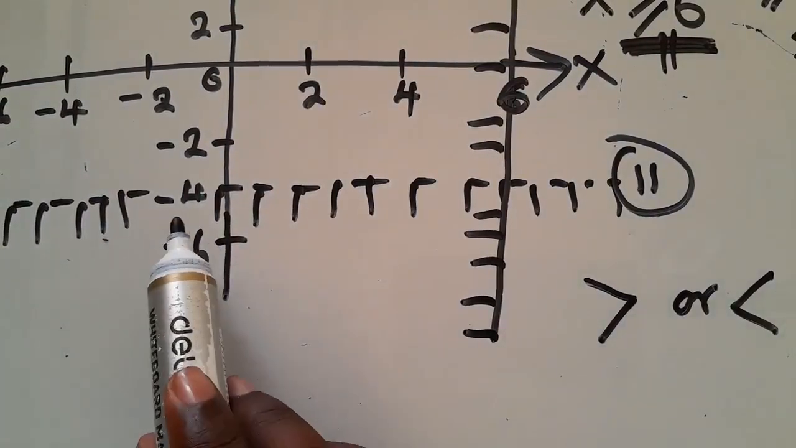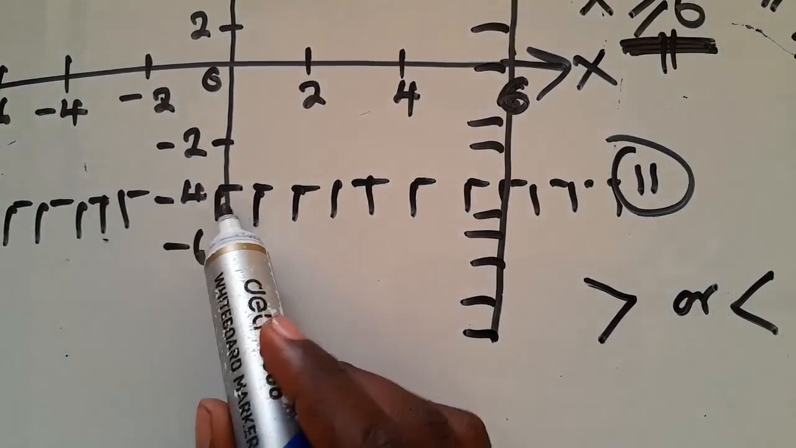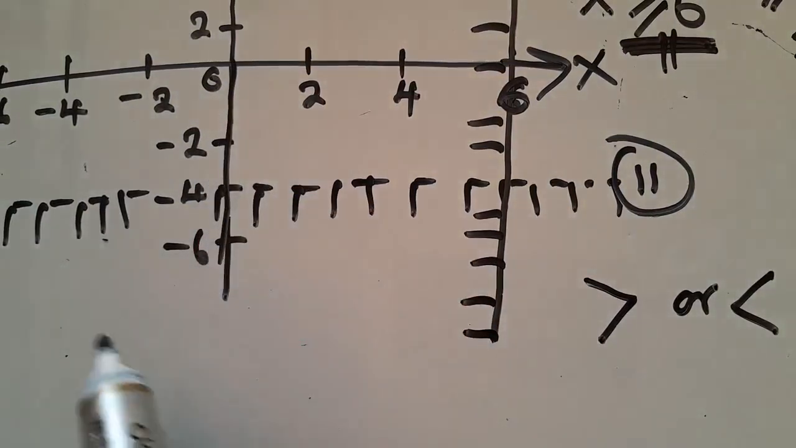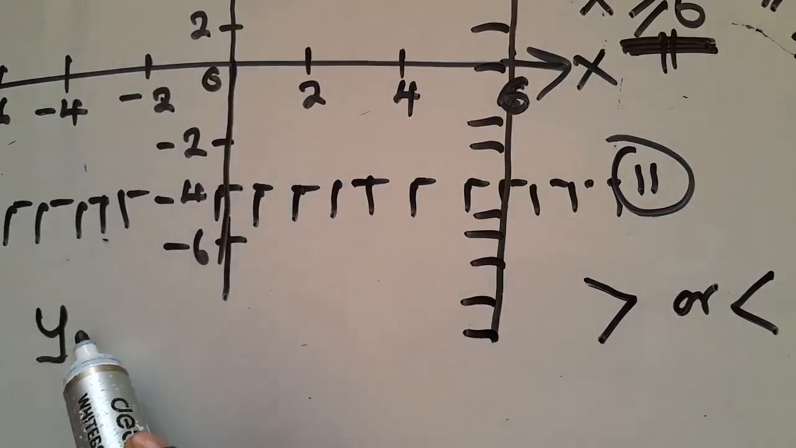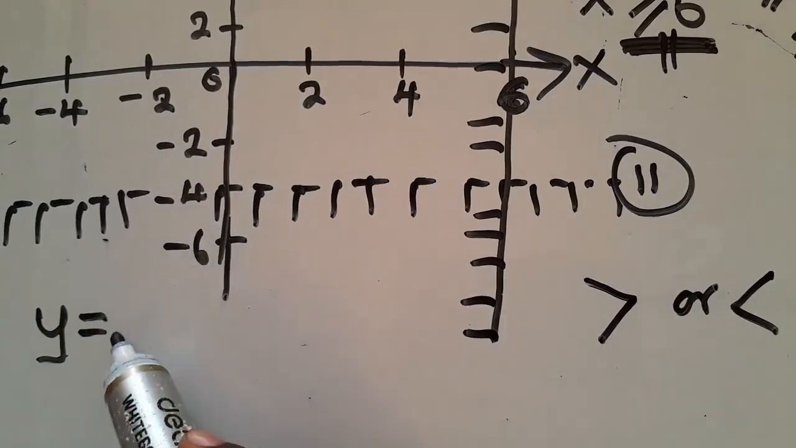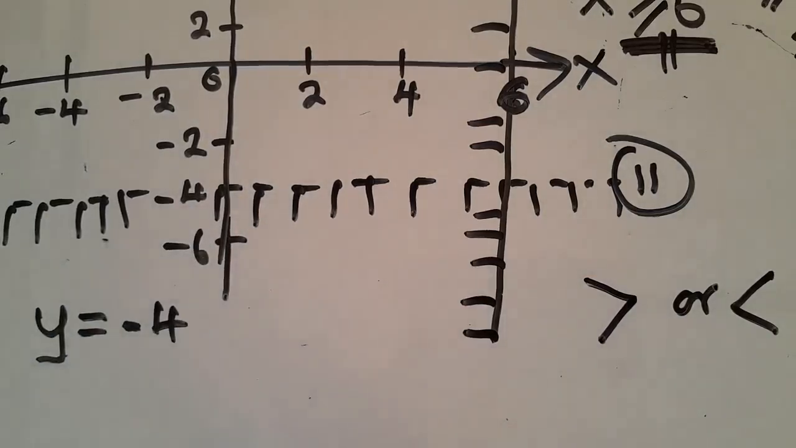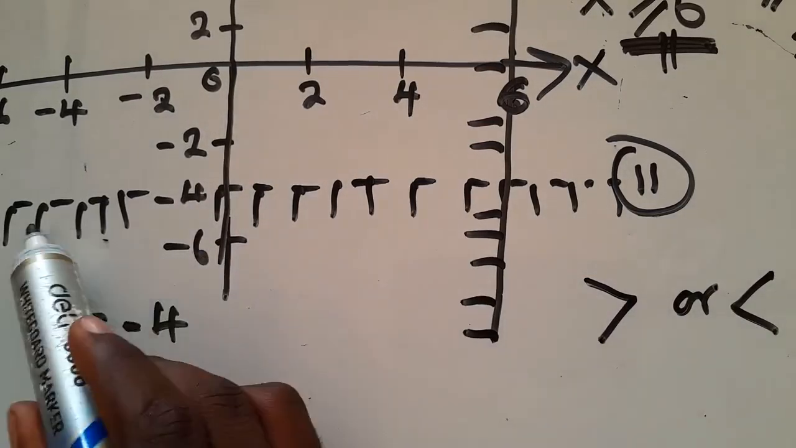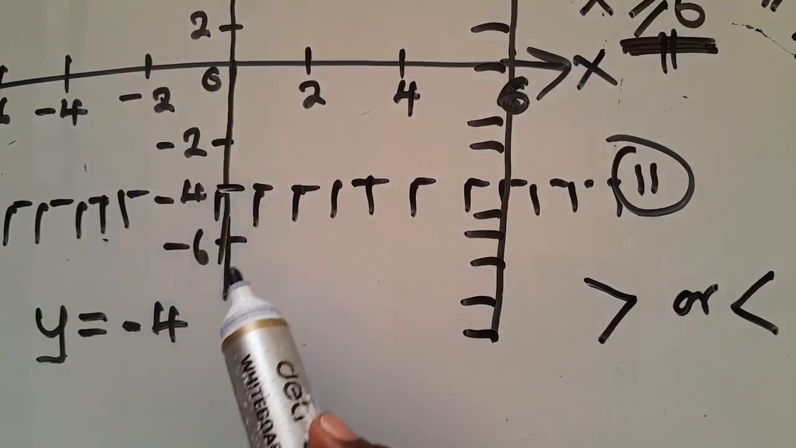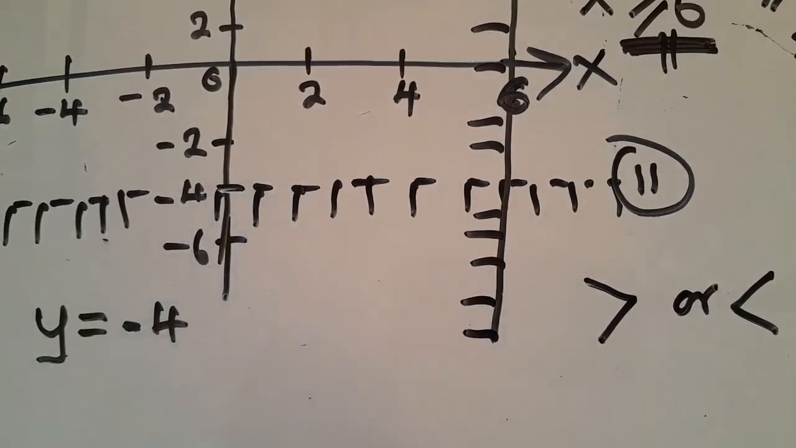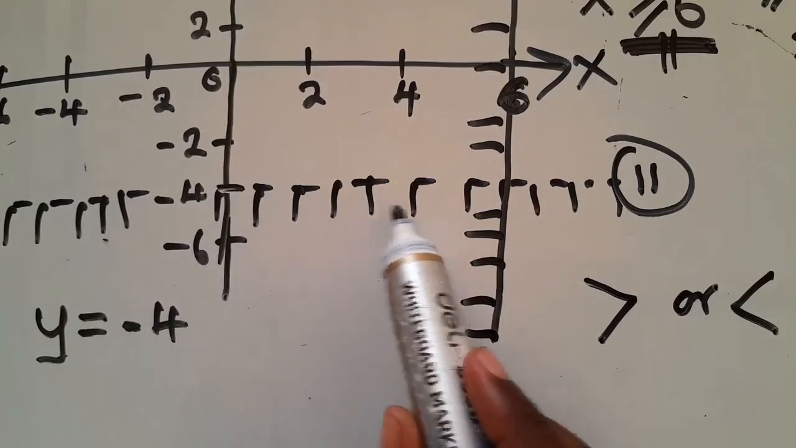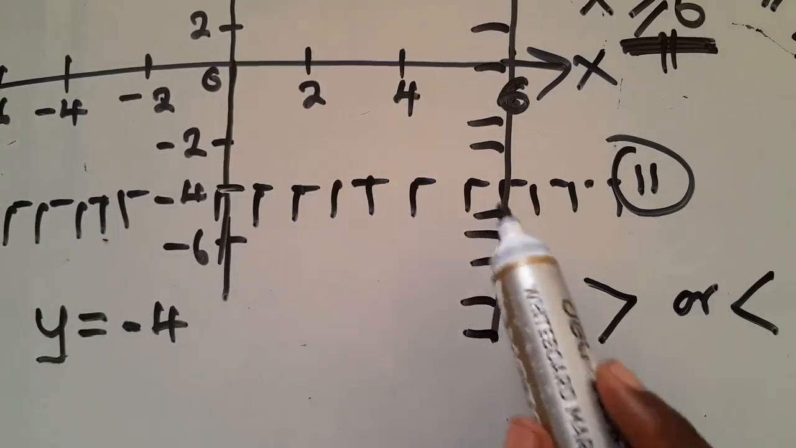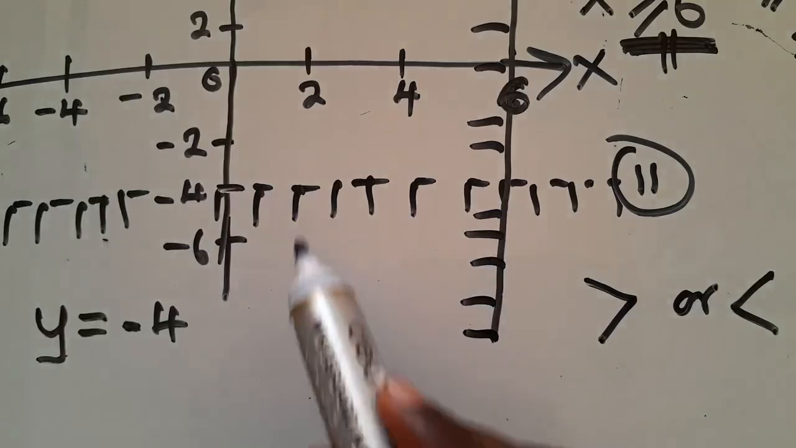Here it is cutting the y-axis. At y equals what? -4. Don't forget the negatives. At -4 here. Now, on this part, which part have they shaded? Here, the down part.